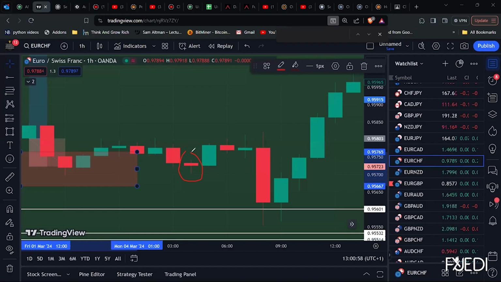As your responses, would you call that an absorption candle? Yes or no? Quickly. Okay, so Chika says yes. Having some yeses, some nos. Who thinks it is not an absorption candle?